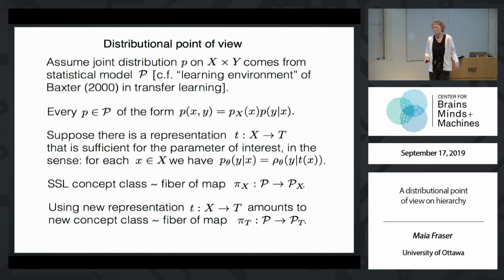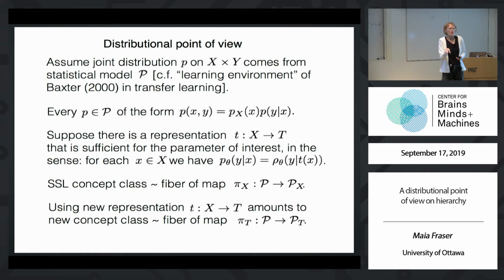A learning environment in Baxter's sense is a calligraphic P, the collection of all distributions on X cross Y. Then he assumes, in addition, a prior Q, which says how likely these various distributions are. Suppose you take the ones that have probability zero according to that prior Q and throw them away. What you're left with is essentially a statistical model of distributions that may occur, together with this additional prior, which says how likely you think they are.